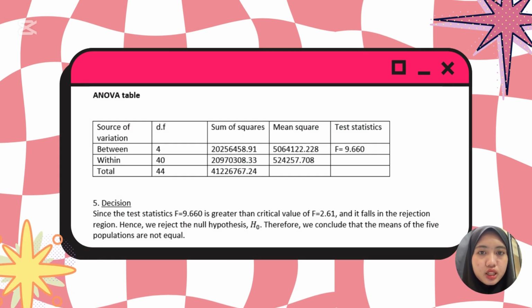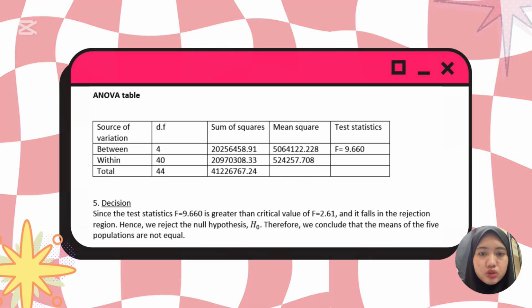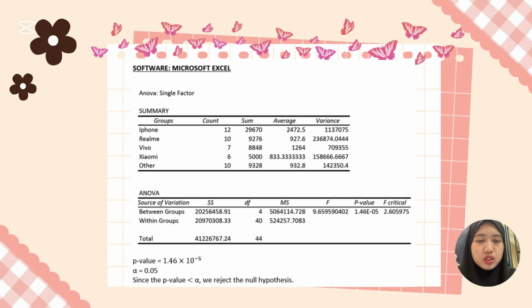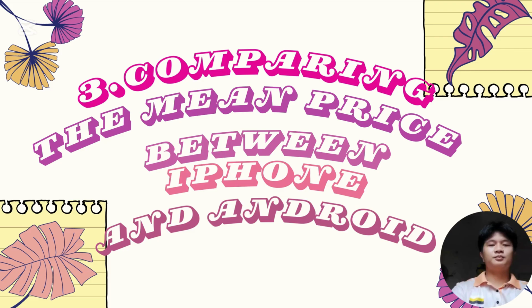Last step is to make the decision. Since the test statistic F is equal to 9.66, which is greater than the critical value of F 2.61, it will fall in the rejection region. So we will reject the null hypothesis. Therefore, we can conclude that the means of the 5 populations are not equal. Another way, we can use Microsoft Excel. As you can see there, the p-value is less than alpha, so we will reject the null hypothesis.